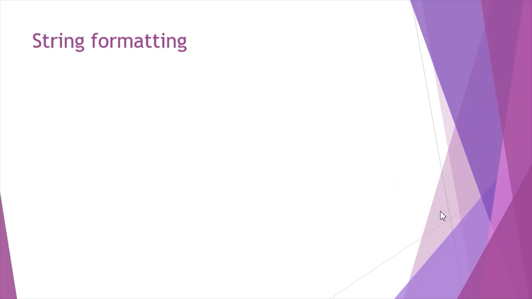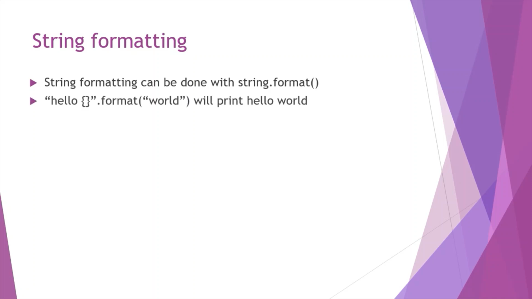So, string formatting. String formatting can be done basically with string.format, as you'd expect. And as you can see, we've got the string here, hello, and then some curly braces, and then .format with world. And that'll basically print hello world, as in it'll put the world into those curly braces and get rid of the braces. So you can think of the braces as a placeholder.